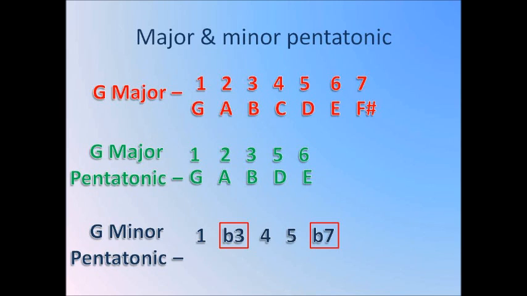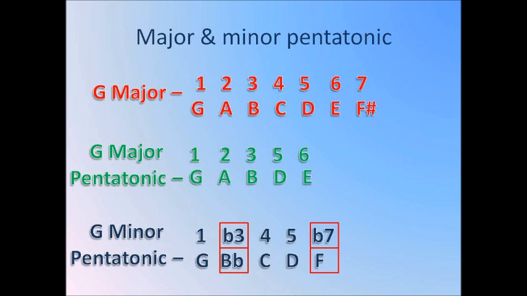Now, deriving the minor pentatonic from the major scale is a little trickier. The formula for this scale is 1, flat 3, 4, 5 and flat 7. You can see here that we're having to apply some accidentals on some of the scale degrees. For the minor pentatonic, these accidentals are used to flatten the 3rd and 7th degrees. So our minor pentatonic in the key of G, first note, the 1, is obviously G. The next note in the formula is flat 3.